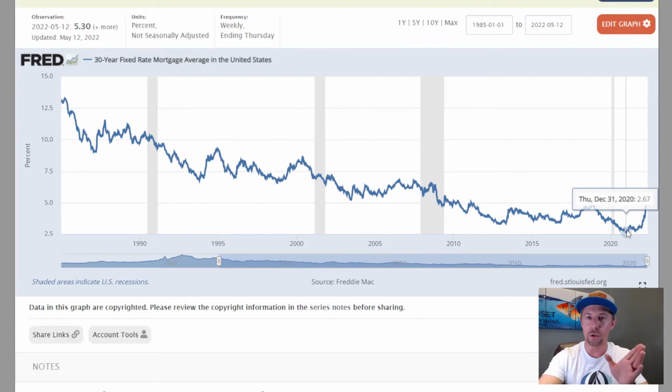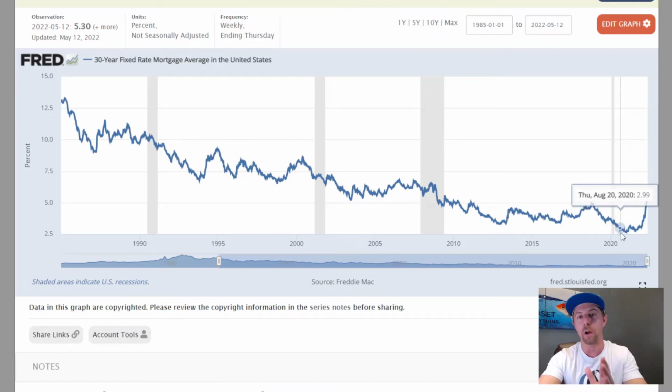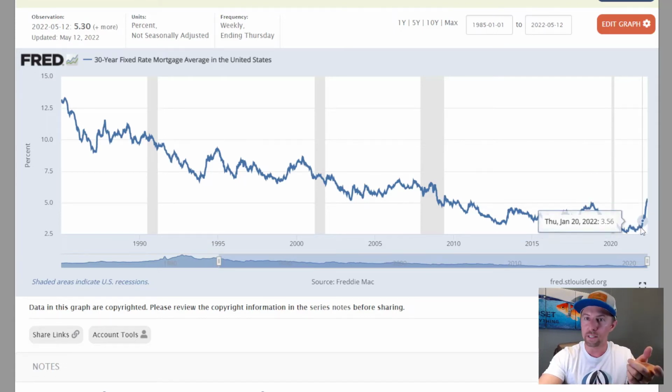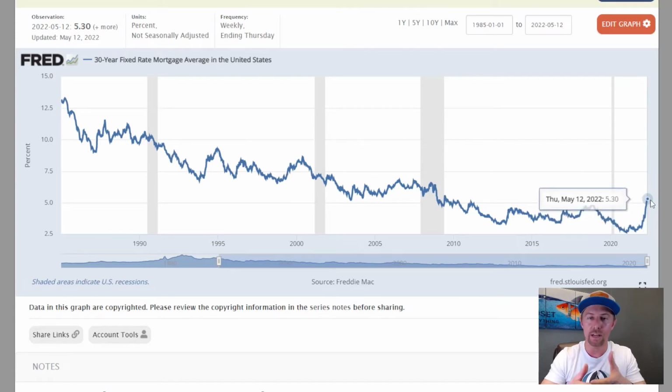Obviously, we saw a huge spike in housing prices in March of 2020 and moving forward into 2022, while we had record low interest rates, as you can see here on this chart. More recently, we've seen a massive spike in rates. We're now on average sitting at about 5.3%. So that rise in interest rates is starting to cool things down a little bit.